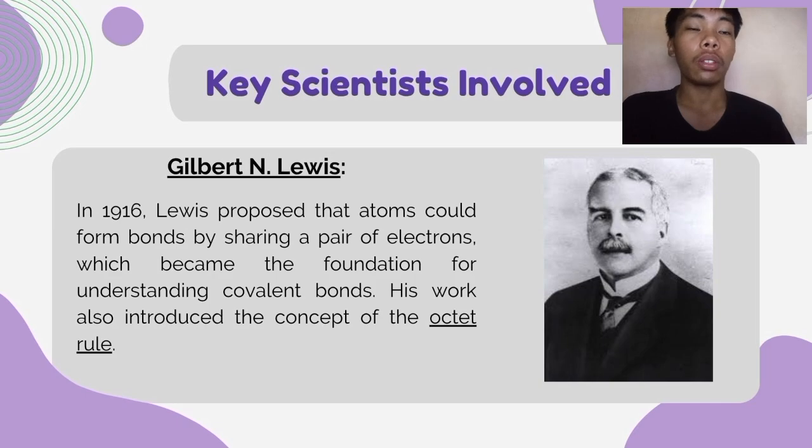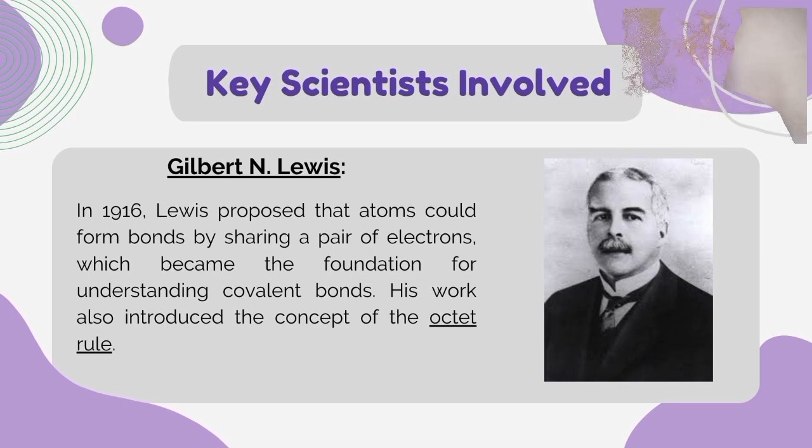We will talk about the key scientists that were involved. The first is Gilbert Lewis. In 1916, Lewis proposed that atoms could form bonds by sharing a pair of electrons, which became the foundation for understanding covalent bonds. His work also introduced the concept of the octet rule.